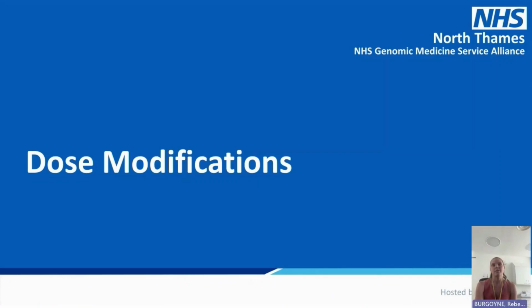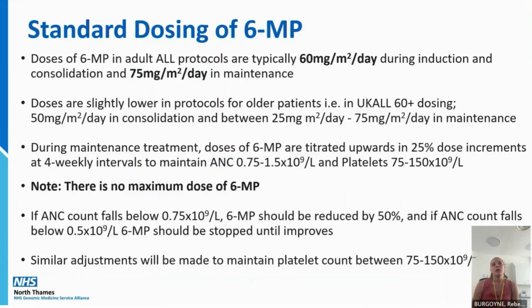Dose modifications. So I'm first going to have a look at what the standard dosing of 6MP would be. So in ALL adult protocols, it's typically 60 milligram per meter squared per day during induction and consolidation, and 75 milligram per meter squared per day during the maintenance phase.